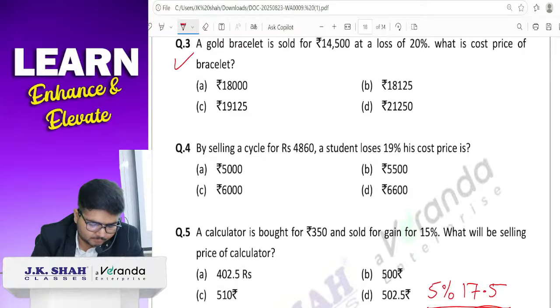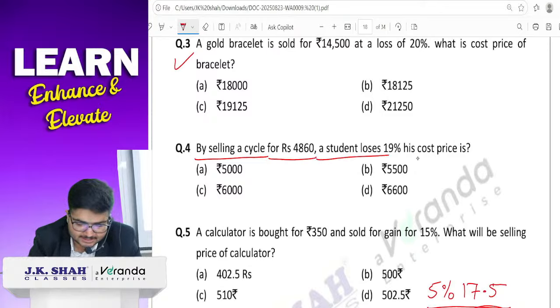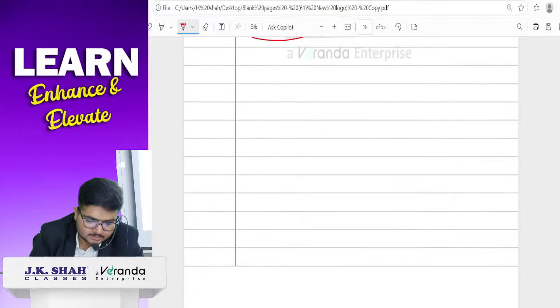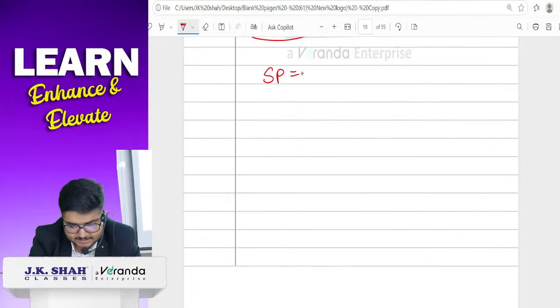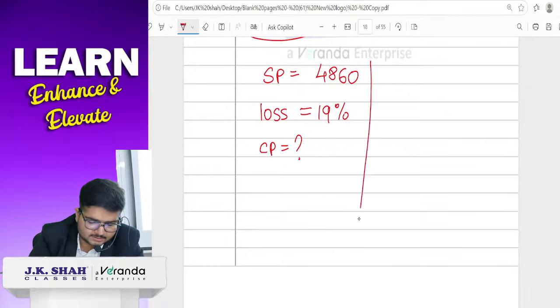Let us do question number 4. By selling a cycle for 4860, a student loses 19%. Find the cost price, right? So let us do the sum. A cycle was sold for 4860, and when the student sold it for 4860, he incurred a loss of 19%. You have to find cost price. Now, how to solve such questions?